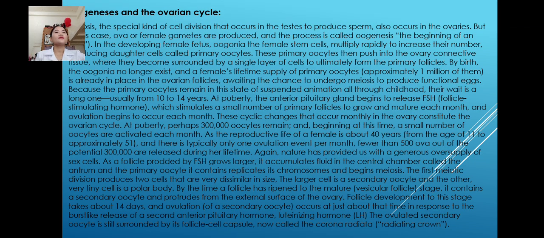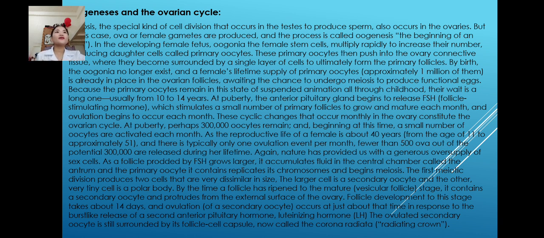So, in the developing female fetus, oogonia, the female stem cells, multiply rapidly to increase their number, producing daughter cells called primary oocytes. These primary oocytes then push into the ovary connective tissue where they become surrounded by a single layer of cells to ultimately form the primary follicles.